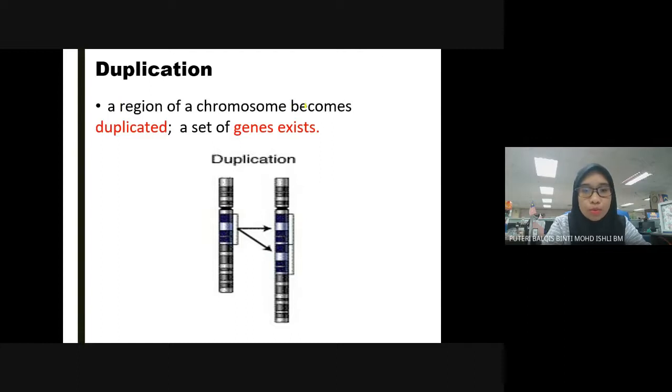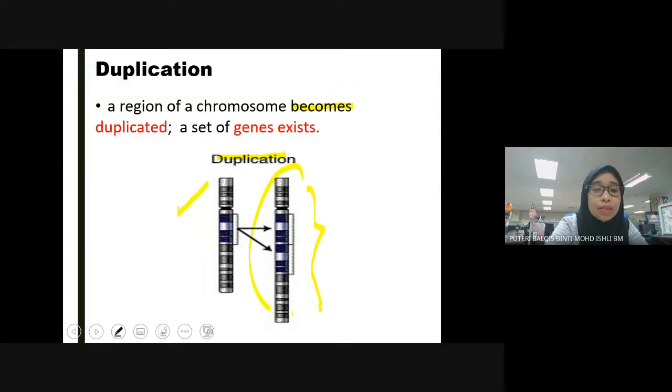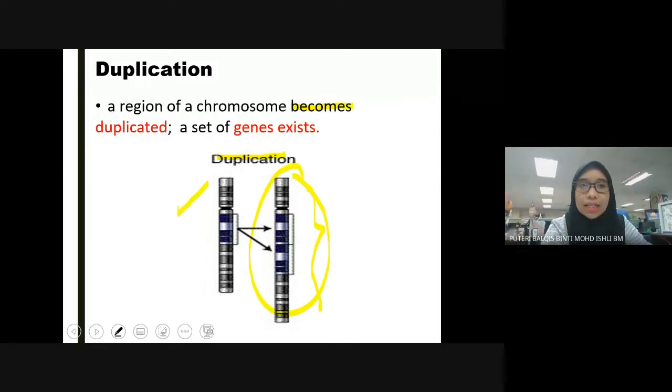A region of chromosome becomes duplicated, so a set of genes exists. Kat sini kita ada dah gene yang kita nak. Tiba-tiba berlakunya duplication, so set of gene akan duplicated, akan tambah lagi kat sini. Dia akan jadi tak elok lah. Maksudnya kita nak macam ni je, tapi tiba-tiba ada penambahan gene. Penambahan gene, pengurangan gene tak elok untuk kita punya DNA, tak elok untuk kita punya kromosom.